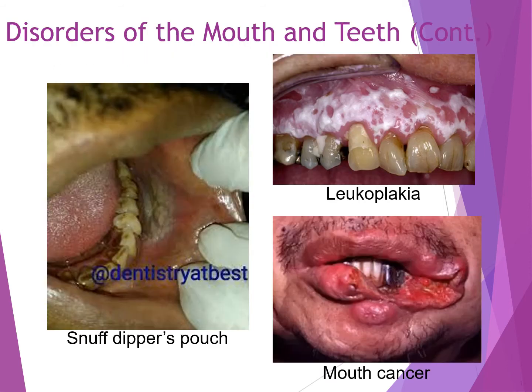Here we can see the snuff dipper's pouch between the cheek and gum there. Leukoplakia typically develops between cheek and gum as well. Here you can see that it is on the upper gum between the lip and gum there, and then an example of mouth cancer down here. Cancers can also develop on the lips with extreme exposure to sun, but there are lots of lip balms that they make that have sunscreen in them, so it's always a good thing to wear that if you're going out.